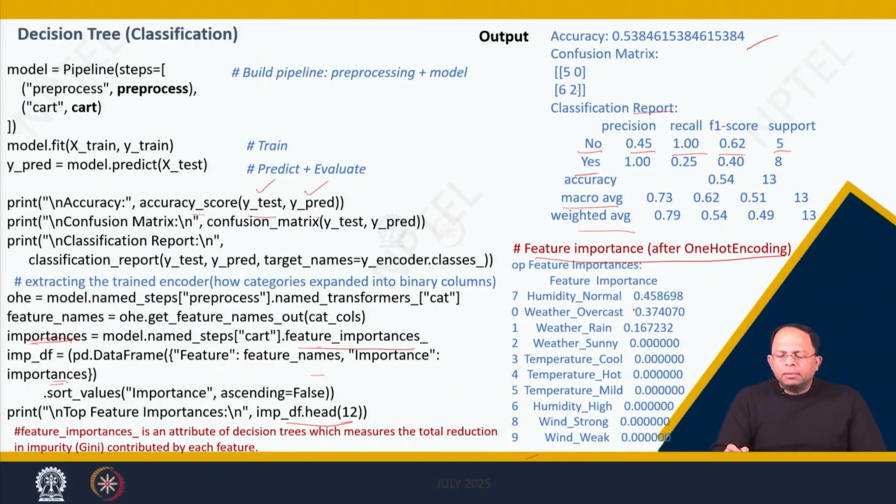So the features are humidity normal, weather overcast, weather rain. Each one is chosen separately. It is not just humidity. Humidity has three classes, so the features become humidity normal, humidity overcast, humidity high, and so on. So we see humidity normal, weather overcast, weather rain, this is the sequence of feature importance, the most important factors which have played a role in deciding whether this feature should be included in the model or not. If it is 0, most likely these are very unimportant features and could be removed from the model.